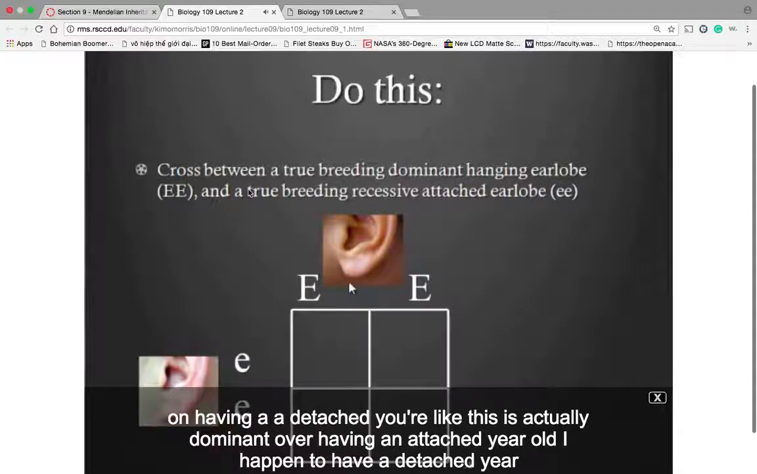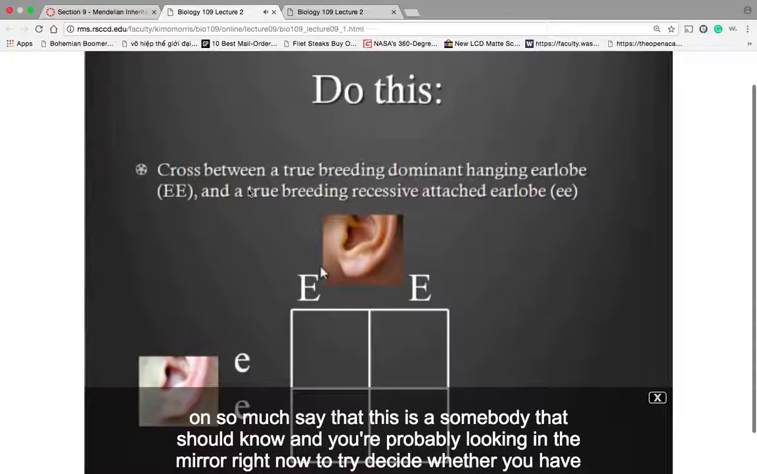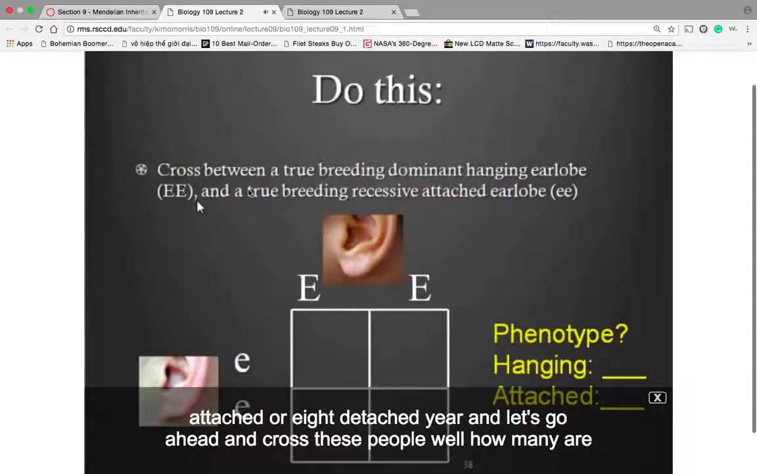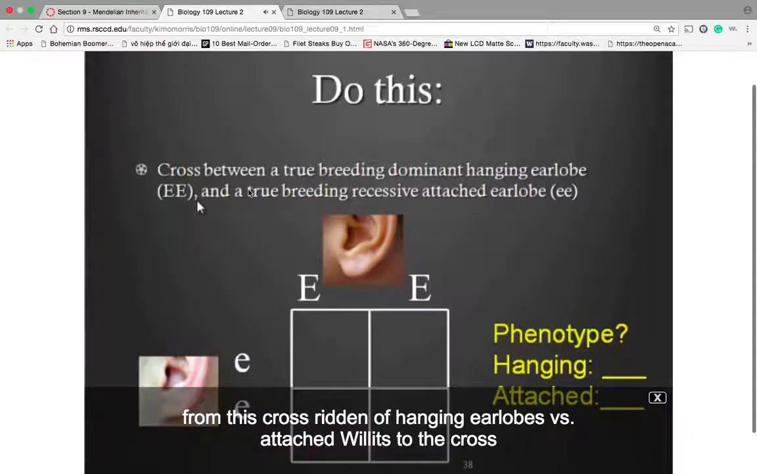Having a detached ear like this is actually dominant over having an attached ear. I happen to have a detached ear. So let's say that this is somebody that you know, and you're probably looking in the mirror right now to try and decide whether you have an attached or a detached ear. And let's go ahead and cross these people. How many from this cross are going to have hanging earlobes versus attached?